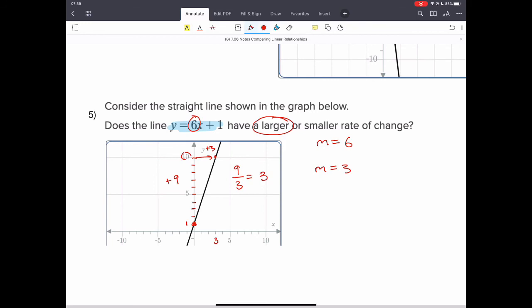That's our assignment for today, is to go through some problems like this and just make comparisons.